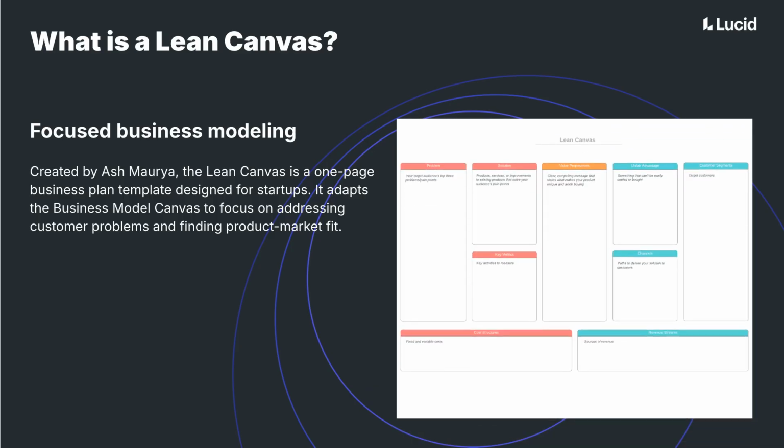What is a Lean Canvas? It's a one-page template designed to help startups deconstruct their ideas. It focuses on the Lean methodology, emphasizing speed and addressing specific customer pain points.